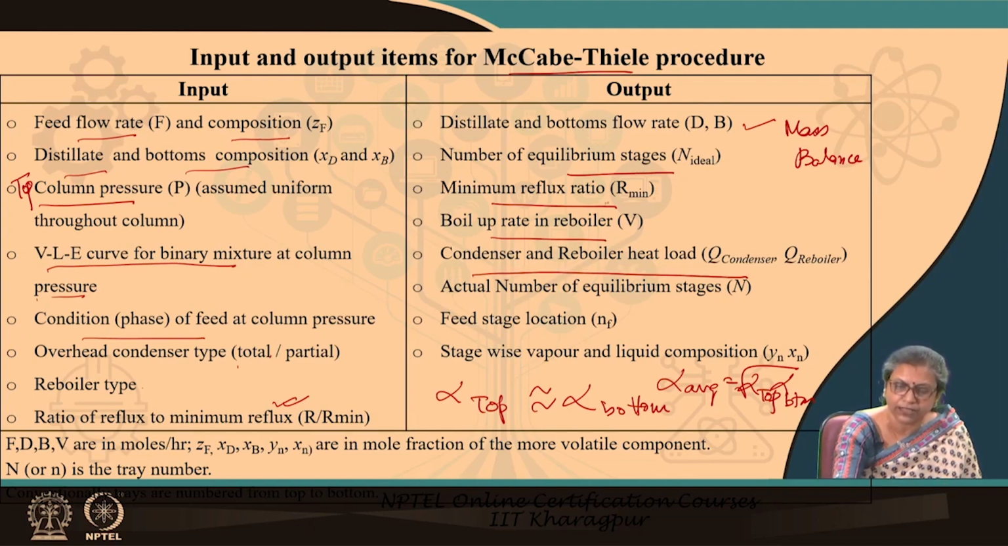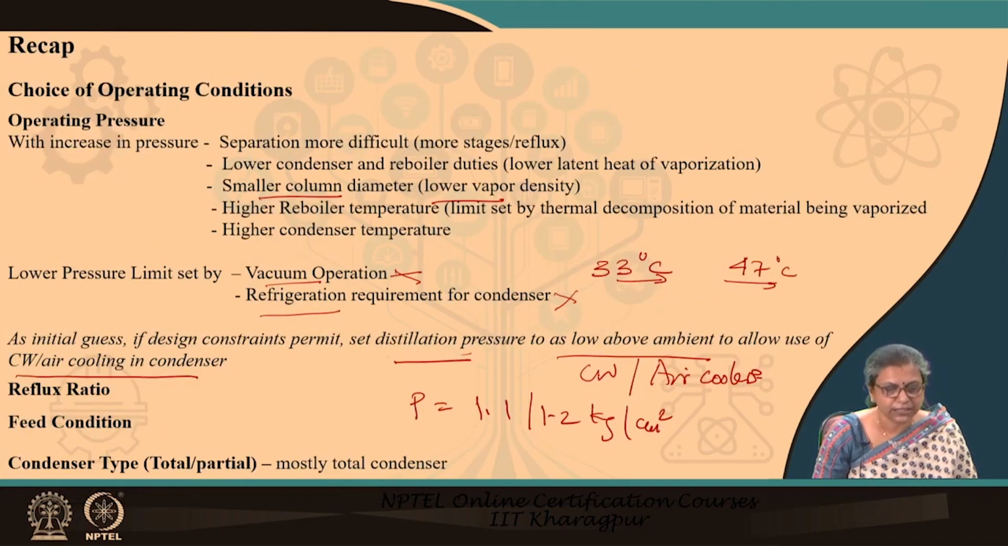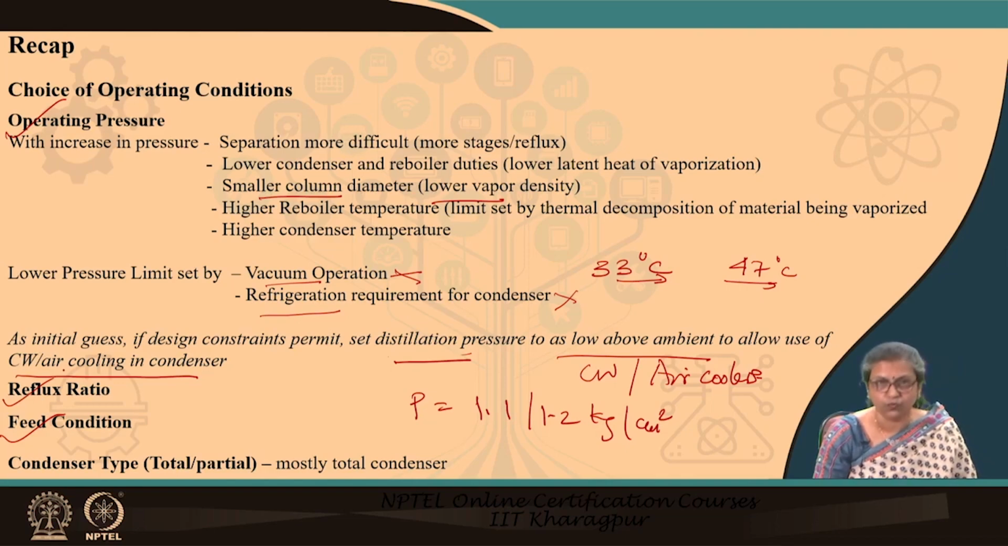Then after that, once the number of equilibrium stages is obtained, we can find out the actual number of stages, the feed stage location, and also the stage-wise vapor and liquid composition. So mainly what you have to decide is, firstly, the operating pressure, as I have already told you, the feed condition, and the reflux ratio that you are going to work with.